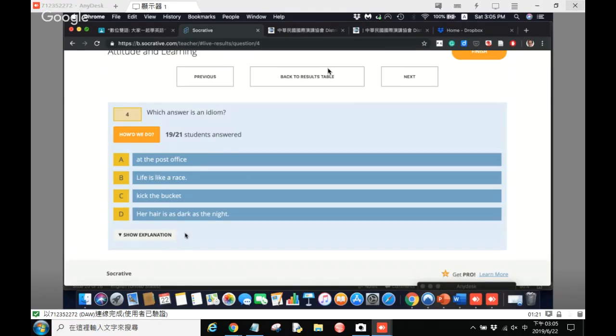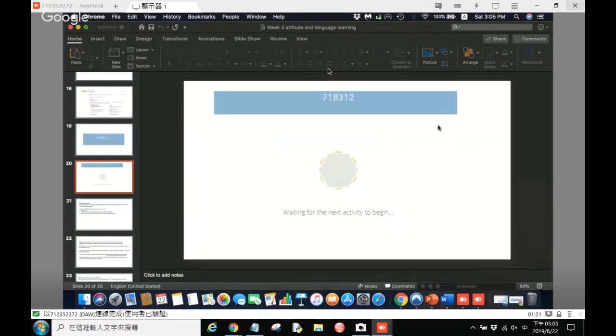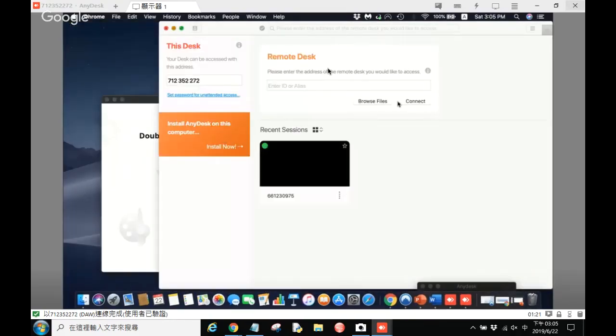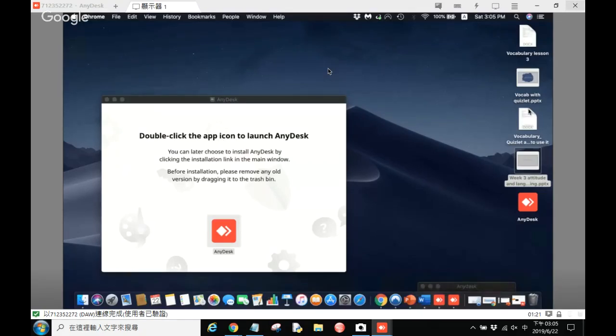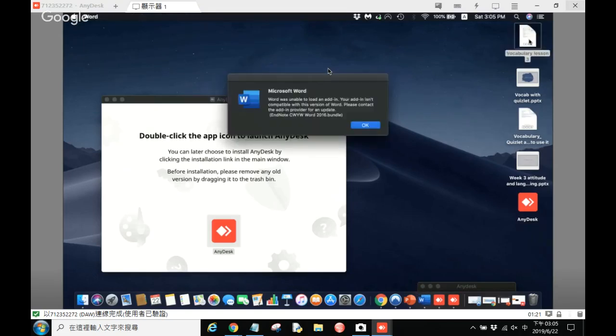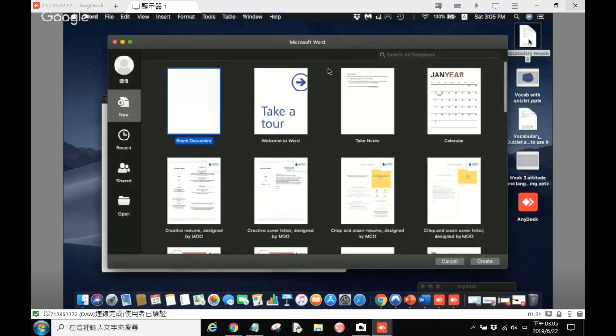In the reading article I gave you, one of the words was idiom, right? Where is it? It's not opening up. Where are you?